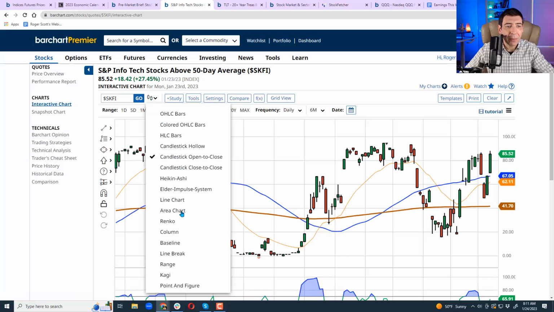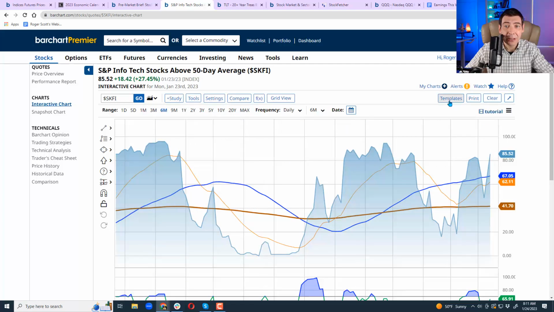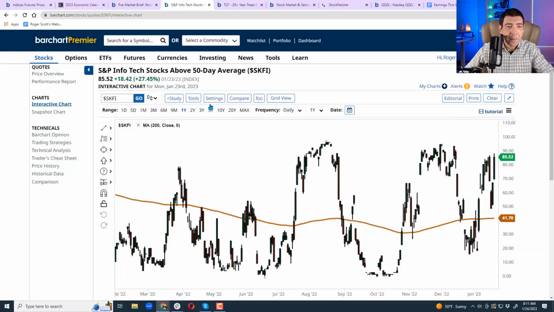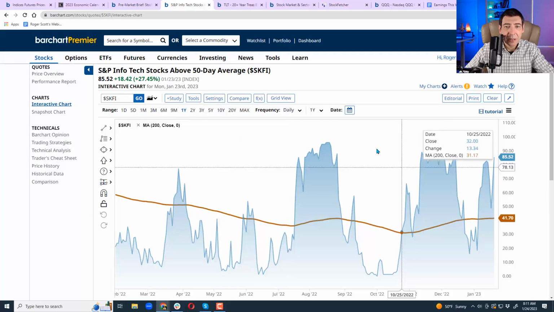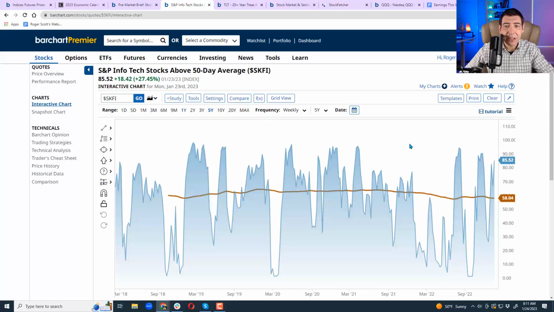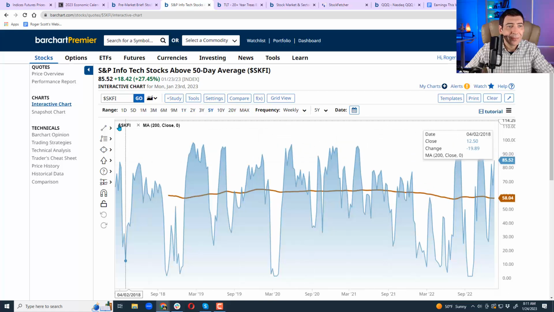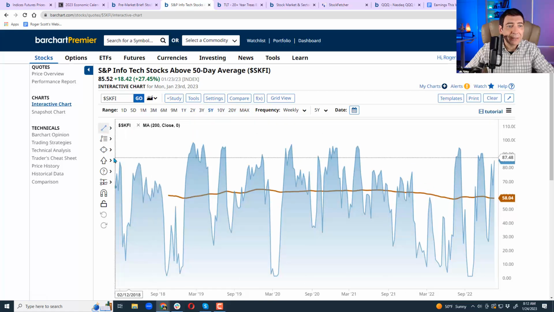Let me just show you how overbought these are in the short term, so you could see where I'm coming from and why I'm so nervous about this darn market. Here, let me just look at momentum levels over the last 5 years. See that? That's technology, right?